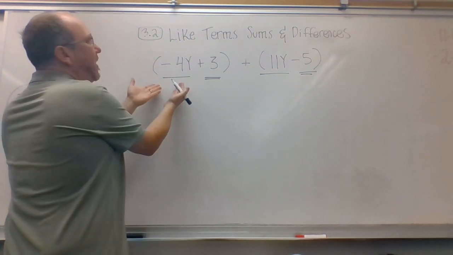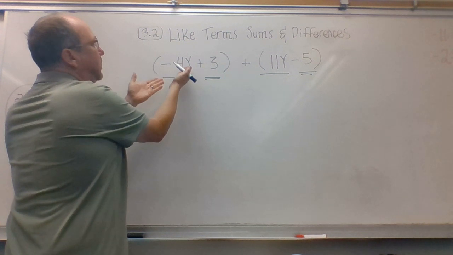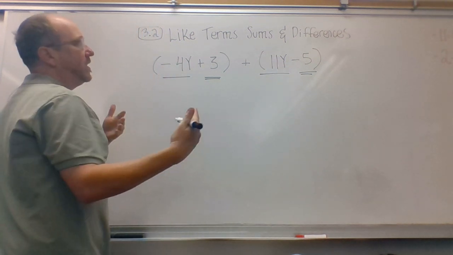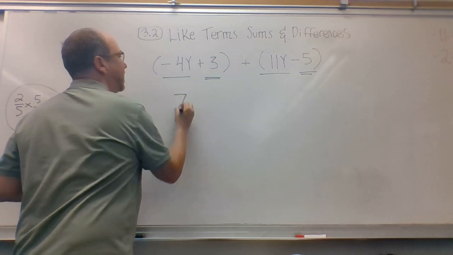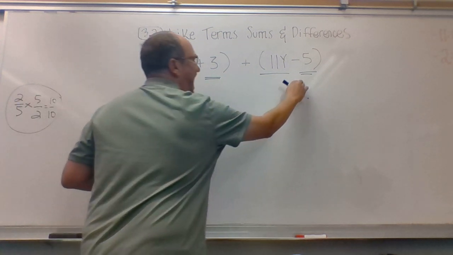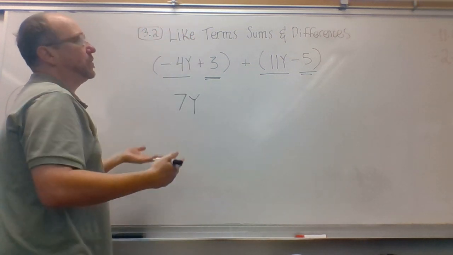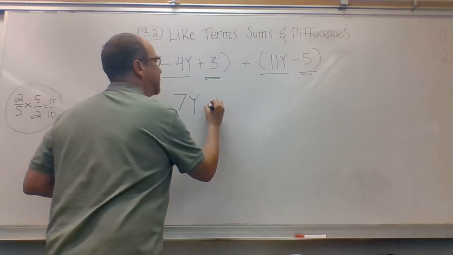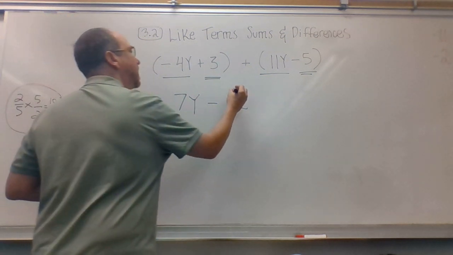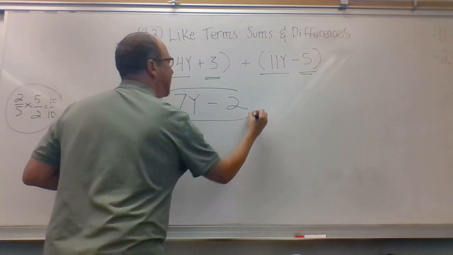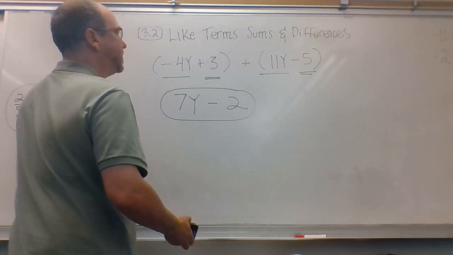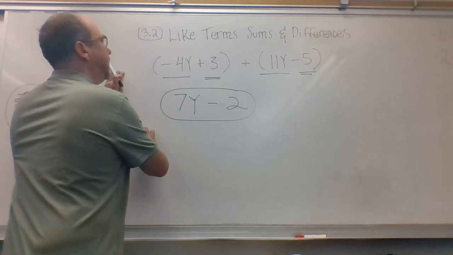And so now I'm looking at that and I'm thinking negative 4y and 11y. So negative 4 and 11, it's 7y. And then you have 3 and a negative 5. So 3 take away 5 is negative 2. All right, so that's your sum for that problem. Okay, let's look at one other.